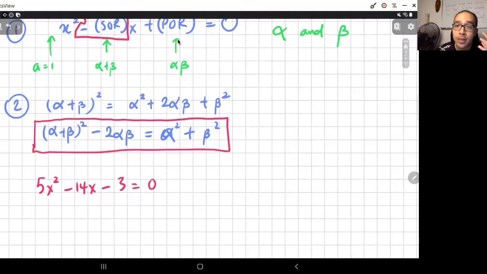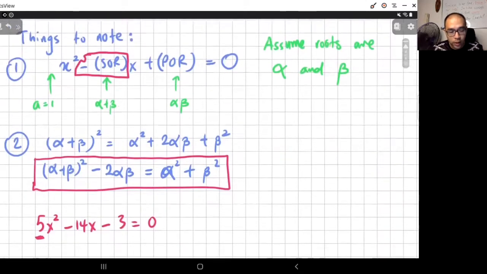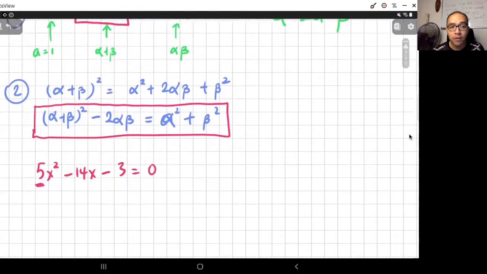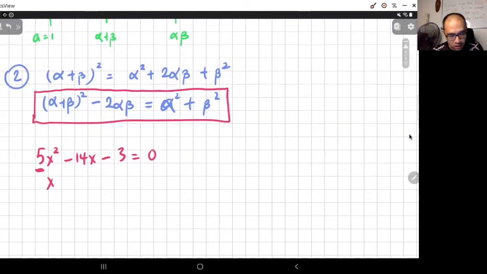Now, if we want to use the sum of roots and product of roots, as I said just now, we need to make sure that our A is equals to 1. The most important thing is that it must be equals to 1. If it is not equals to 1, you cannot do anything. So in order for us to make it equals to 1, we have to divide the whole thing by 5. So you get x squared minus 14 over 5x minus 3 over 5 equals to 0.